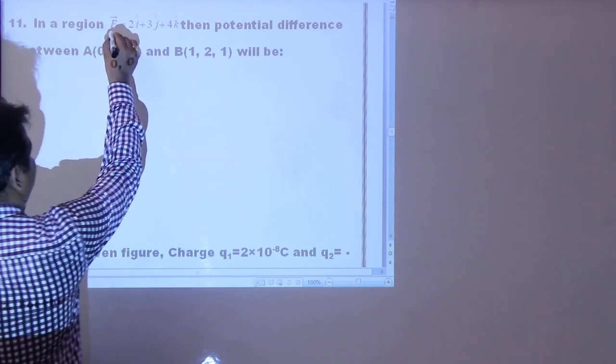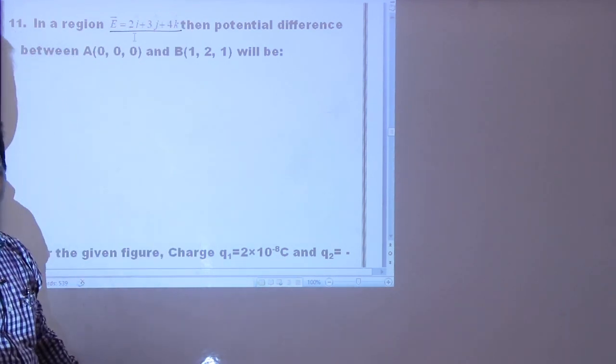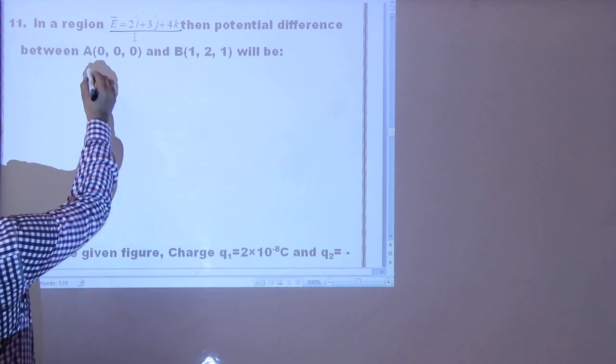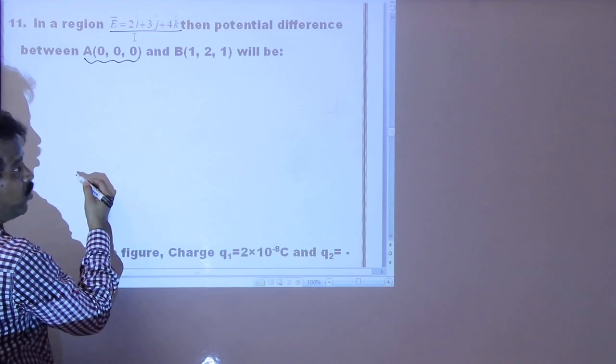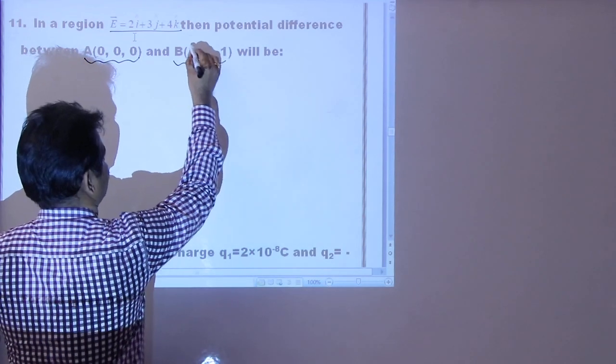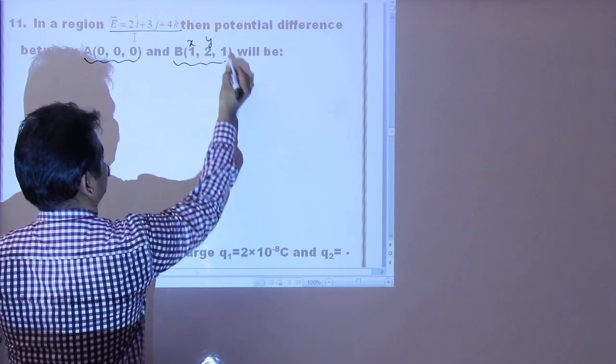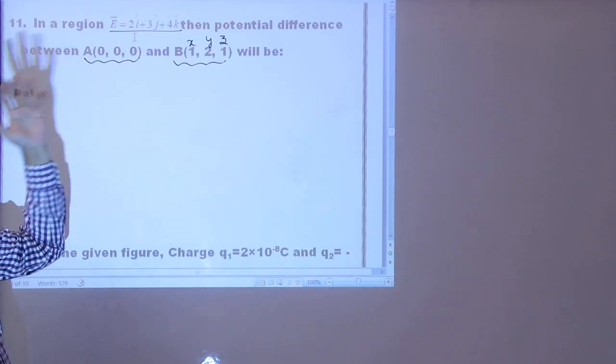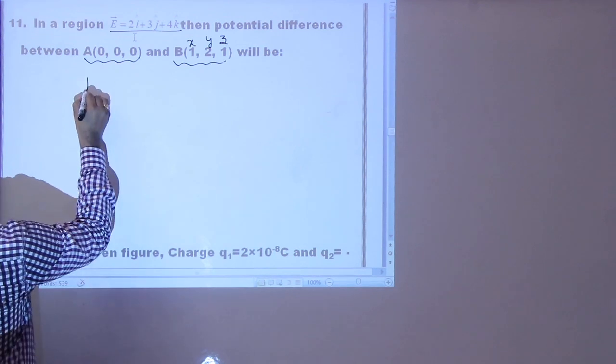Problem number 11. In a region, the electric field is given by 2 i cap plus 3 j cap plus 4 k cap. Then find the potential difference between points. The first point is the origin of the coordinate system, and the second point has x equal to 1, y equal to 2, and z coordinate equal to 1. So what is the potential difference they are asking?